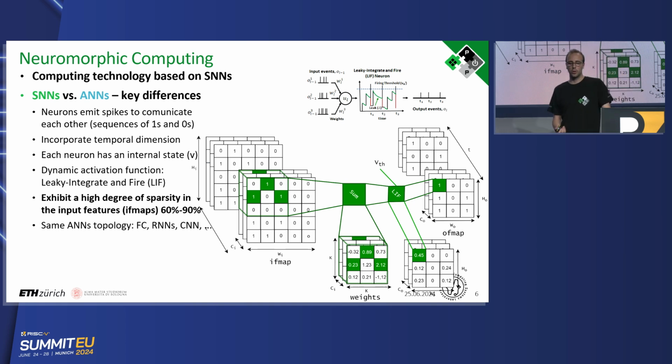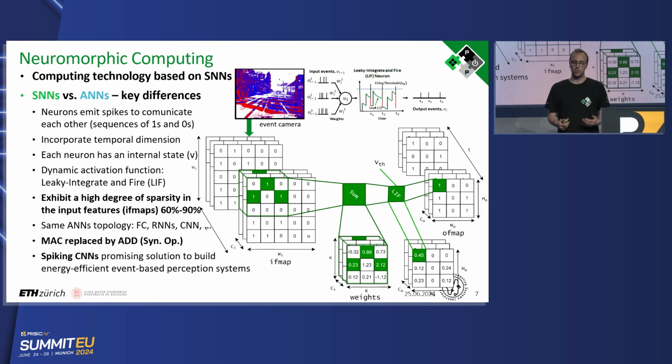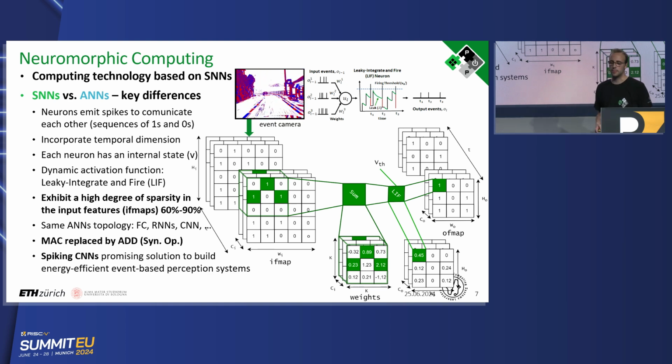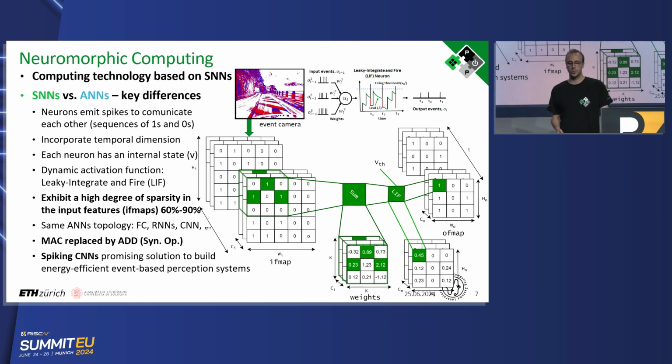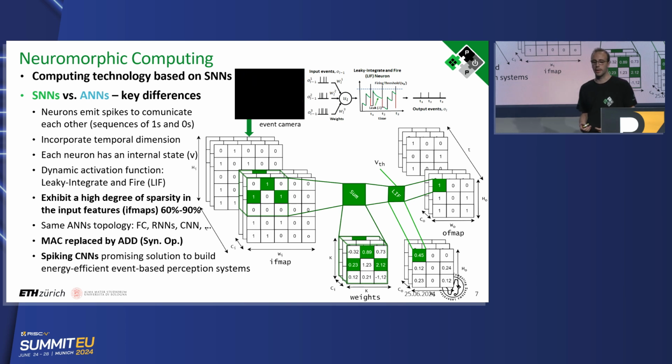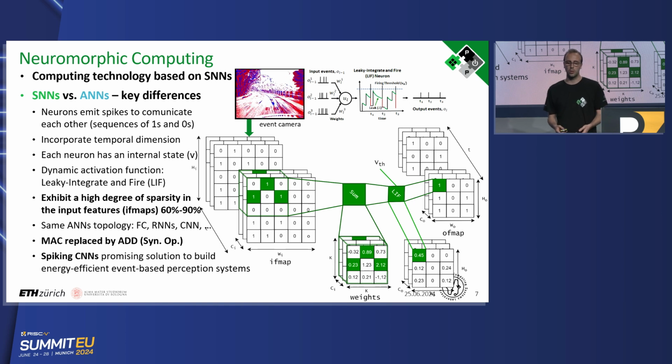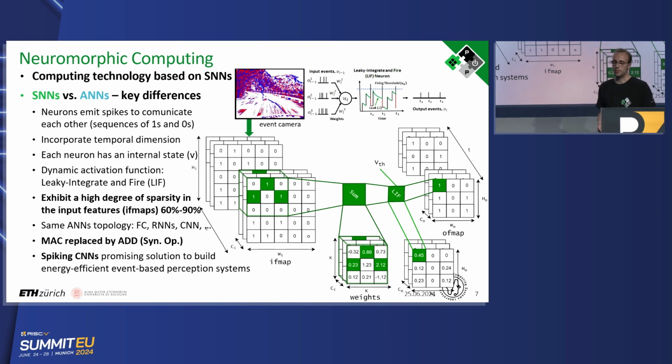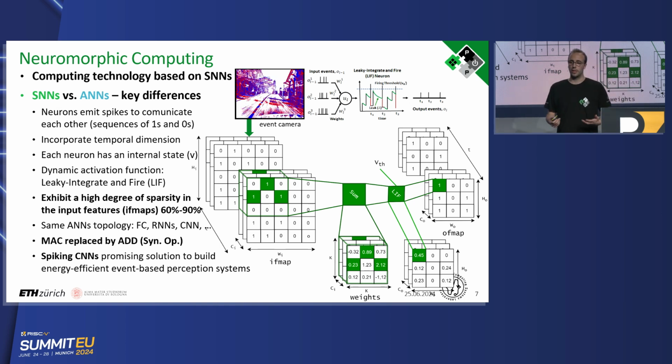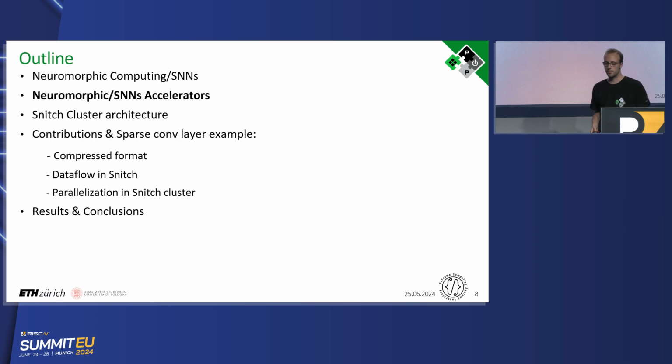Due to the thresholding operation, this kind of network exhibits a high degree of sparsity in the input and in the output features. And all of these characteristics make them suitable to build event-based perception systems, mainly due to the fact that we can replace the MAC operation with a less energy-hungry add operation, and due to the sparsity, we have a reduced computational workload.